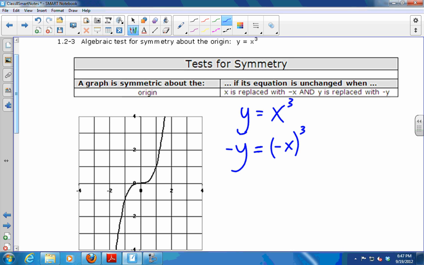Okay, negative x cubed, that's negative x times negative x times negative x. Is the answer going to be positive or negative? Negative. So this is negative x cubed equals negative y.